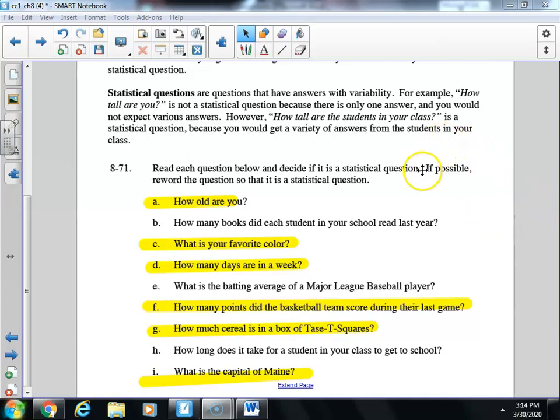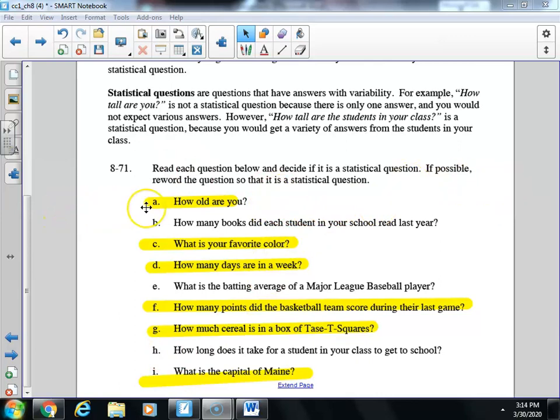The second part of this question is, if possible, reword the question so that it is a statistical question. So how can we reword these yellow highlighted ones to make them possible to be statistical, meaning we're going to get a variety of different answers? So go ahead and again pause the video and reword some of these questions.